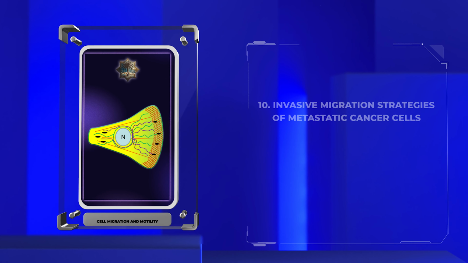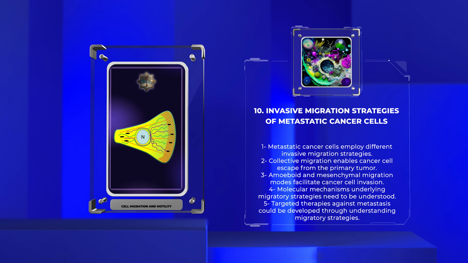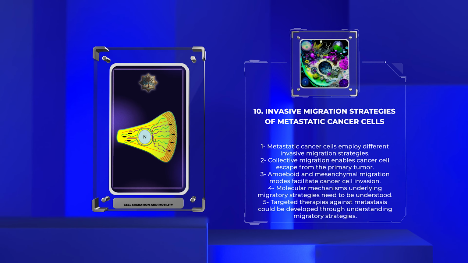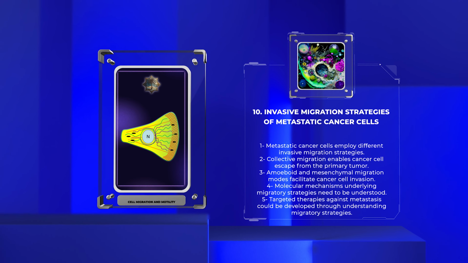Metastatic cancer cells employ various invasive migration strategies to overcome barriers and colonize distant organs. Collective migration, in which groups of cancer cells migrate collectively, enables their escape from the primary tumor. Additionally, amoeboid and mesenchymal migration modes facilitate cancer cell invasion through the ECM and blood vessels. Elucidating the molecular mechanisms underlying these migratory strategies is essential for devising targeted therapies against metastasis.